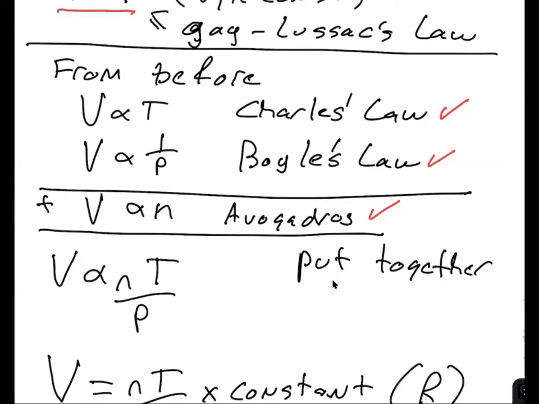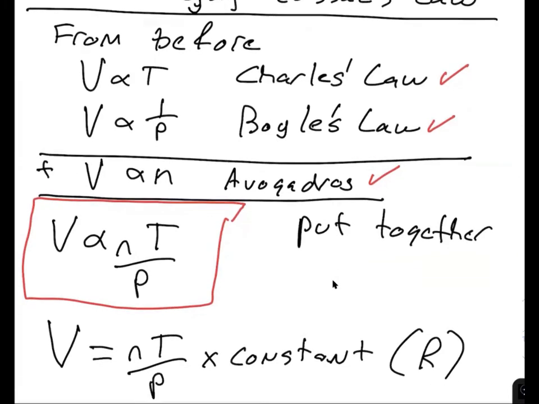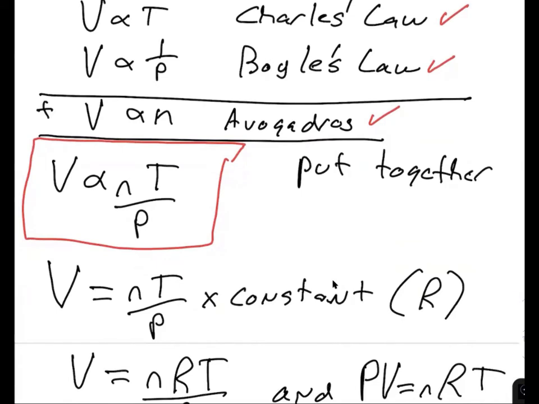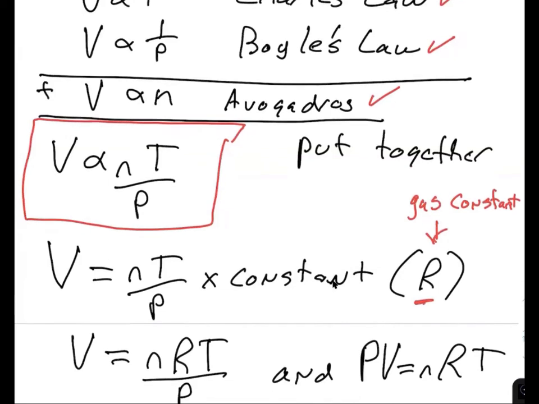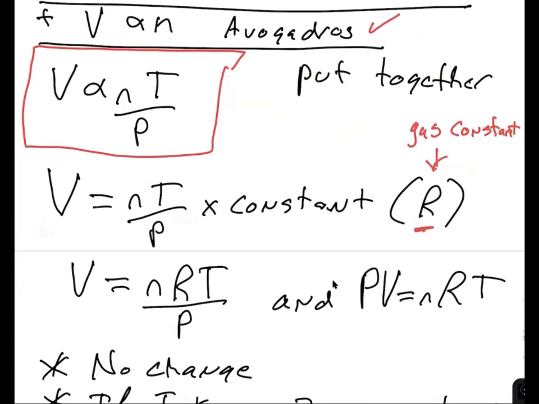So like we did before with Charles' law and Boyle's law, we can take this relationship right here, which is a proportionality, and we can turn it into an equality by multiplying by a constant. And in this case, the constant is given capital R. This is called the gas constant. And so basically I multiply by R, and then I rearrange this, I get V is equal to nRT over P, where R is this gas constant.